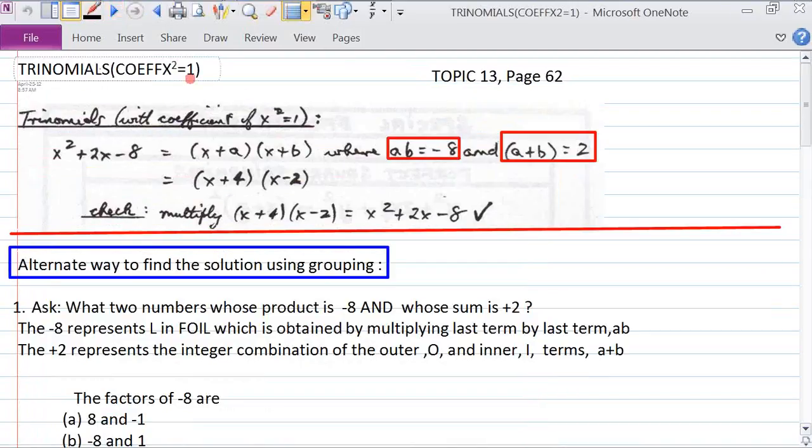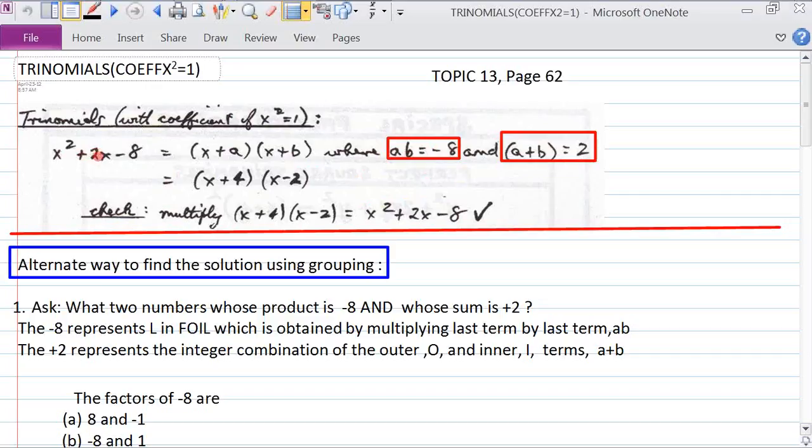And in the case of the trinomial where the coefficient of x squared equals 1, we're going to factor x squared plus 2x minus 8. Now, if we write this as (x plus a) times (x plus b), obviously we have to find a and b. So how do we find a and b? Well, if we look at minus 8, this must come about by the multiplication of a and b. So the minus 8 must come from multiplying a times b. So a times b must equal minus 8.